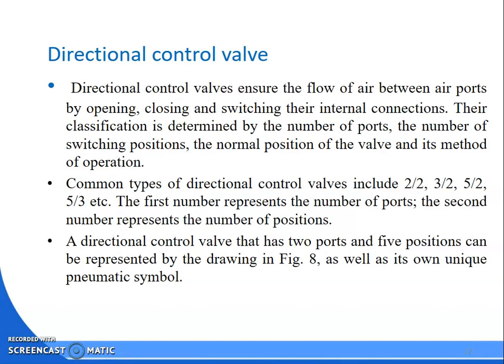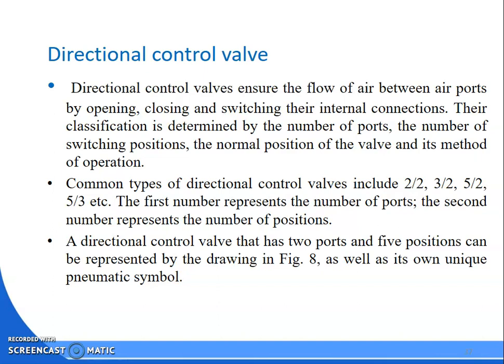Directional control valves direct the flow of air between the air ports by opening, closing and switching their internal connections. Their classification is determined by the number of ports and the number of switching positions. The normal position of the valve and the method of operation also matter. Common types are 2 by 2, that is 2 port 2 position, and 3 by 2.